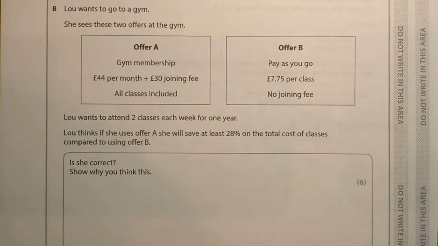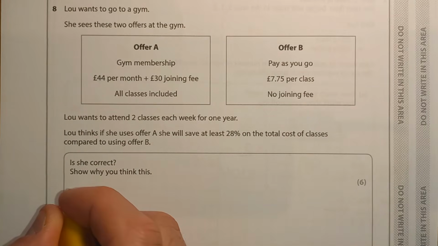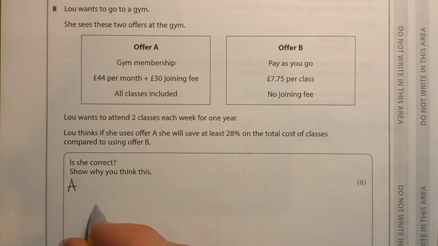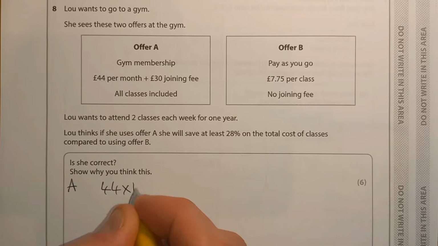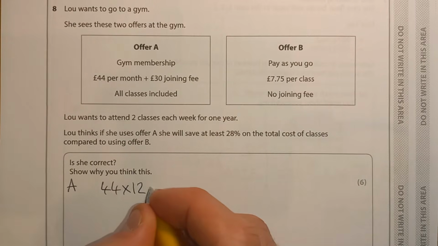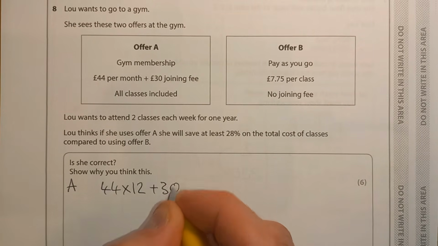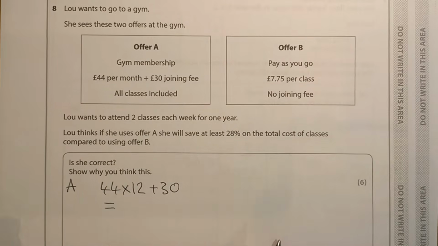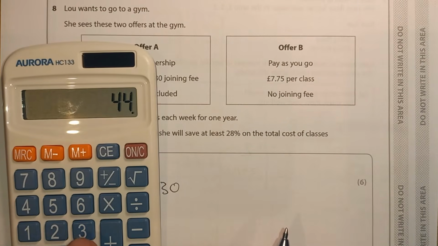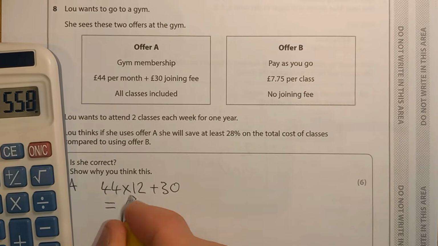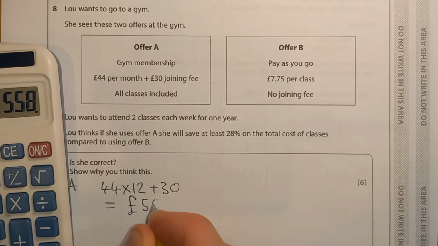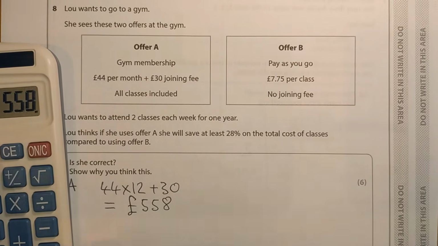Right, okay, so let's think about our 2 offers. Let's start with offer A. So it's going to be £44 per month. So 44, there's 12 months in a year. And then there's a £30 joining fee. So 44 times 12 equals, plus the £30, gives us £558.